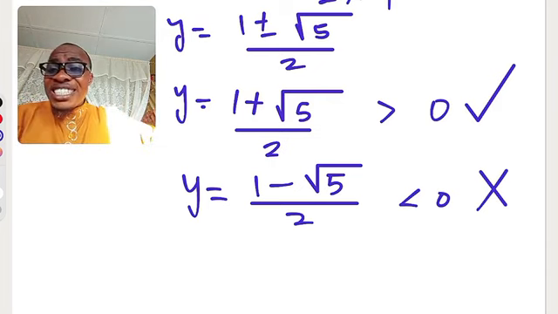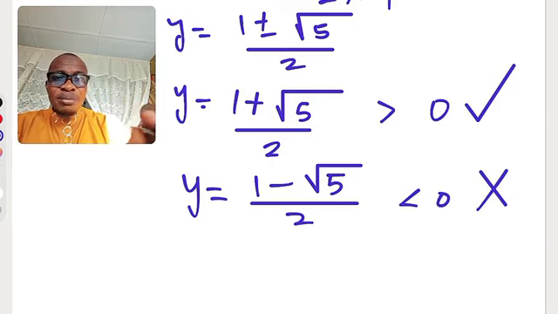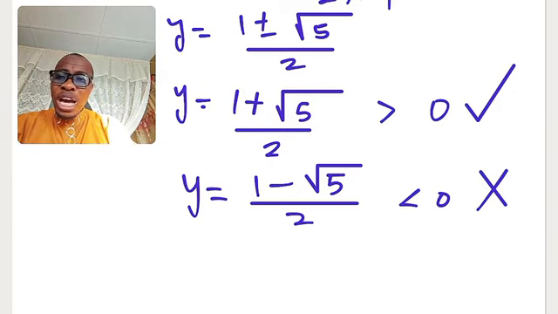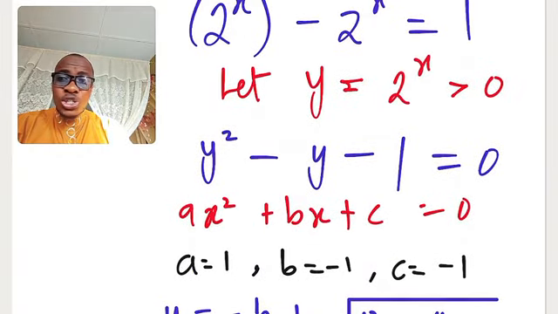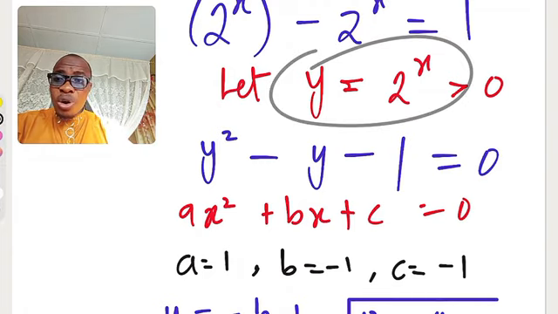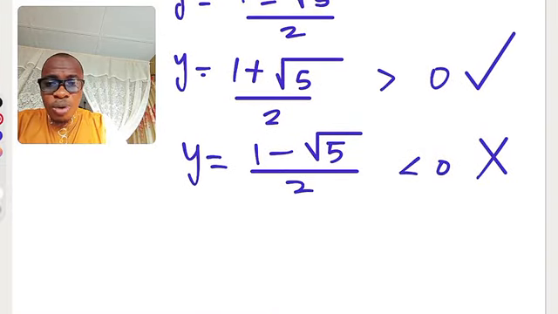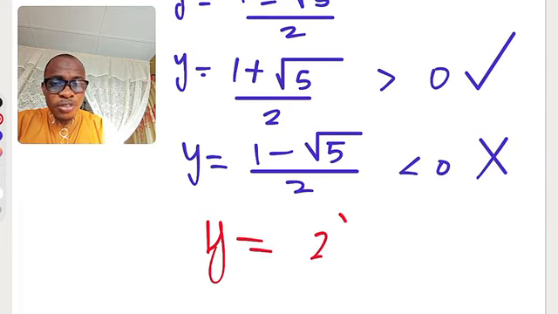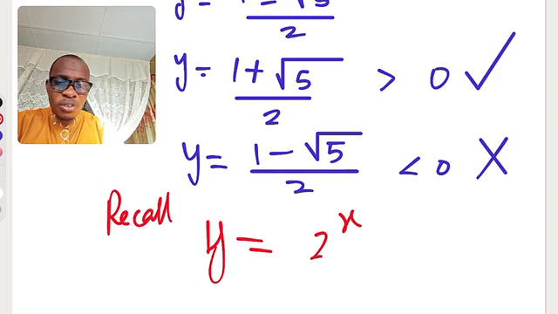Now, don't forget that the value we are looking for is not y. We are looking for the value of x, because that is our main variable. So now we need to recall. We go back to where we did the substitution, where we have y equals 2 to the power of x. Let's take it back to where we're coming from. So here you have y equals 2 to the power of x.